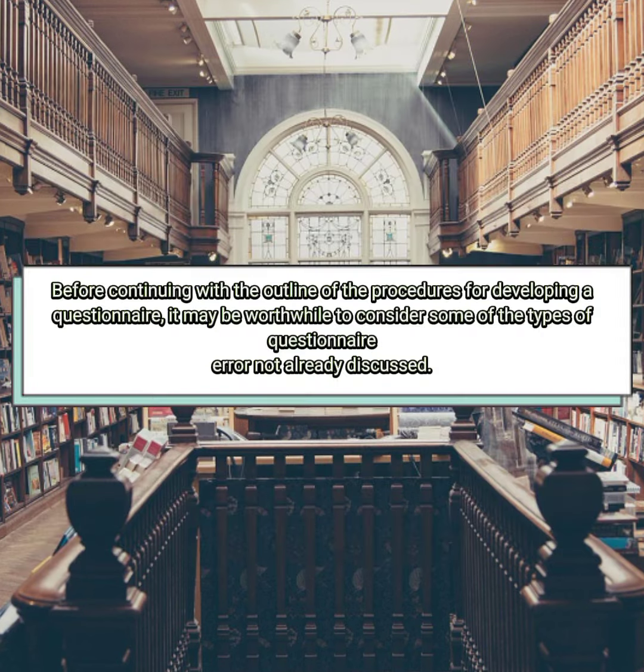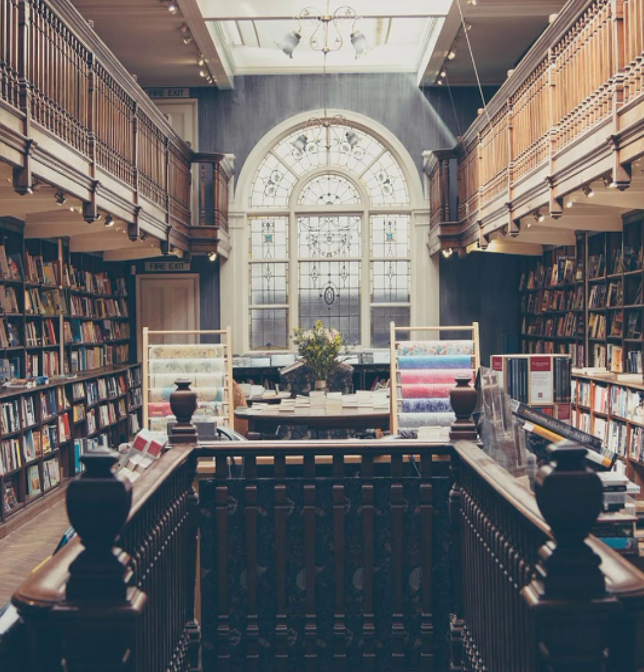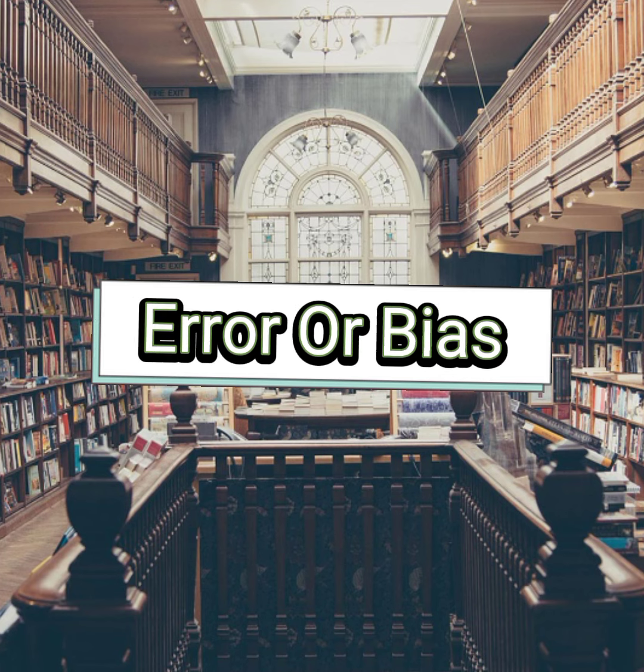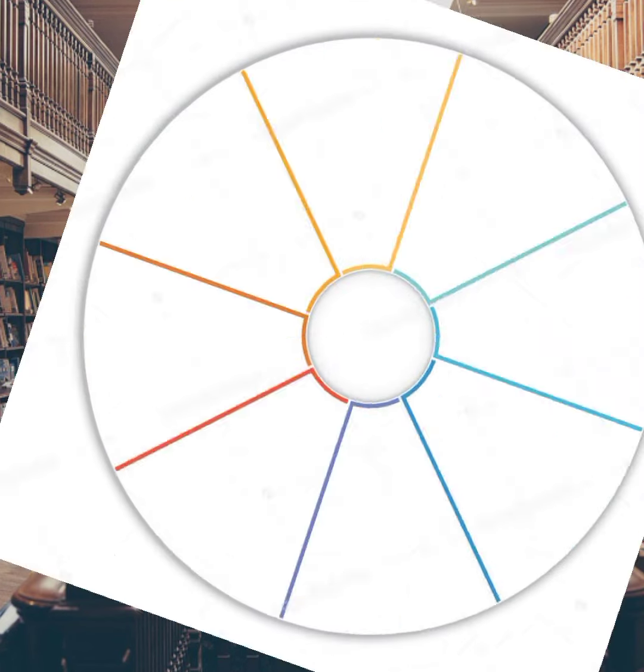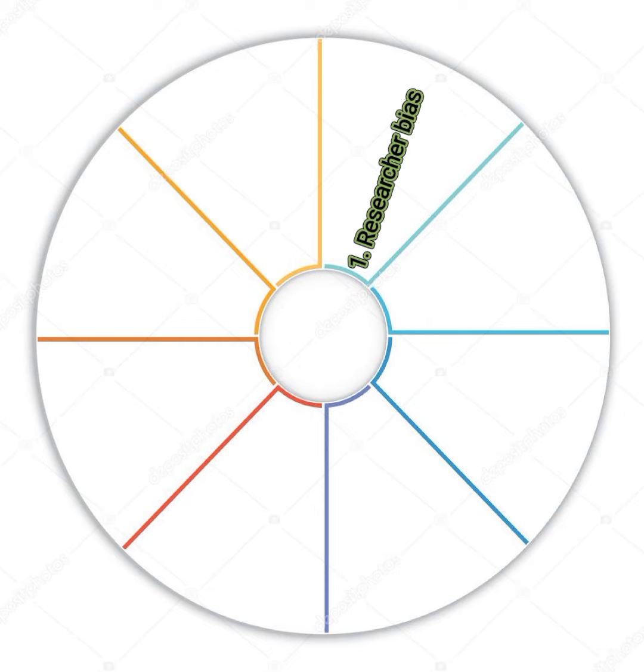Sources of error. Before continuing with the outline of the procedures for developing a questionnaire, it may be worthwhile to consider some of the types of questionnaire error not already discussed. Some of the more common types of error or bias, not all of which are limited to questionnaires, are the following: 1. Researcher bias. 2. Sponsorship bias. 3. Imperfections of design.